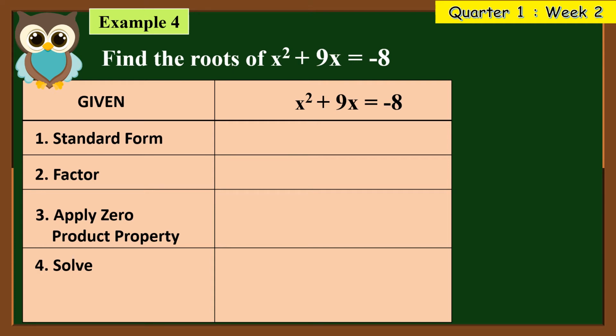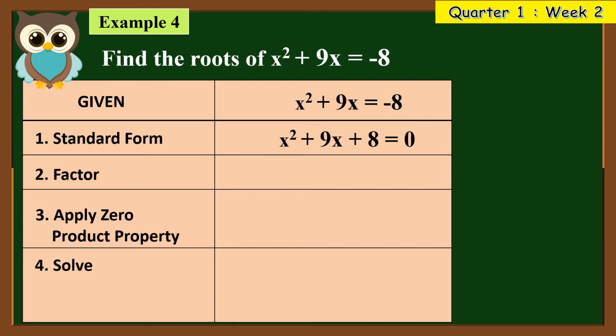How are we going to do that? We'll just simply move negative 8 to the other side of our equation. From negative 8, it will now become positive 8. So you have now x squared plus 9x plus 8 is equal to 0 as the standard form of the given quadratic equation.